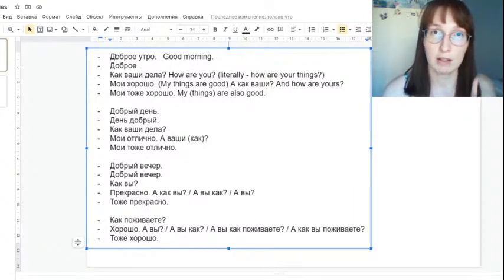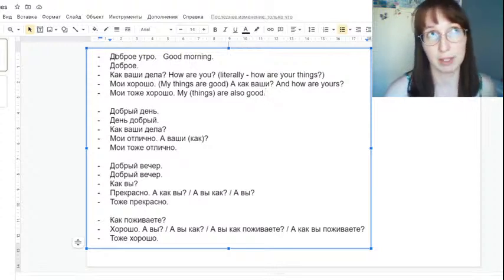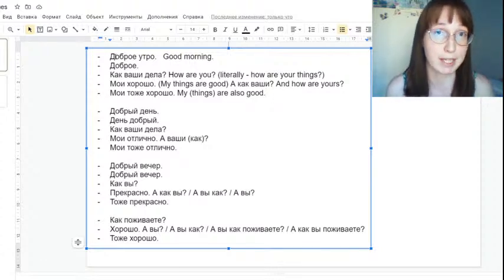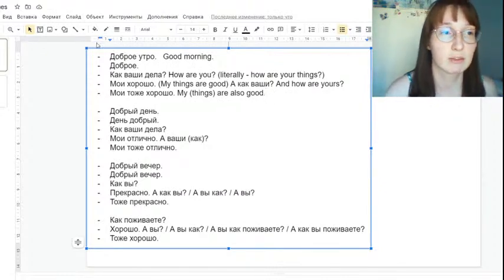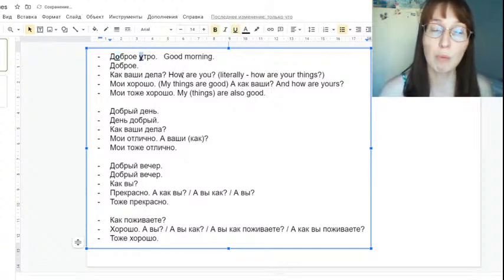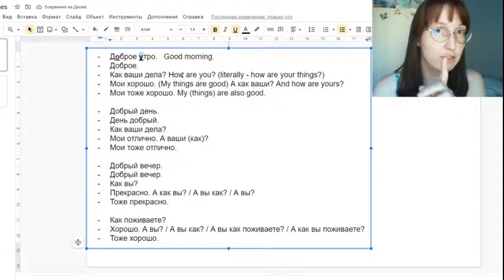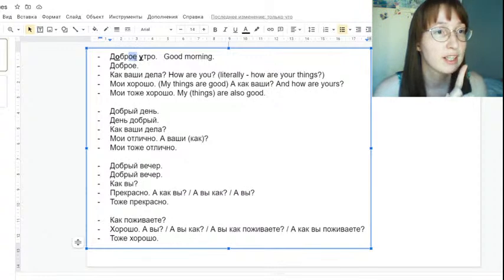I'm gonna mark the stressed vowels everywhere because I know that it's the most problematic thing for beginners. You don't know how to pronounce the words correctly because you don't know which vowels are stressed. So, доброе утро. Доброе утро. Don't forget about the sounds of unstressed vowels. И, а. Доброе утро.